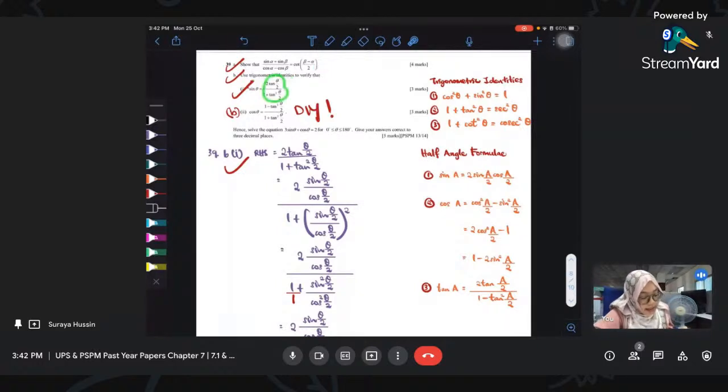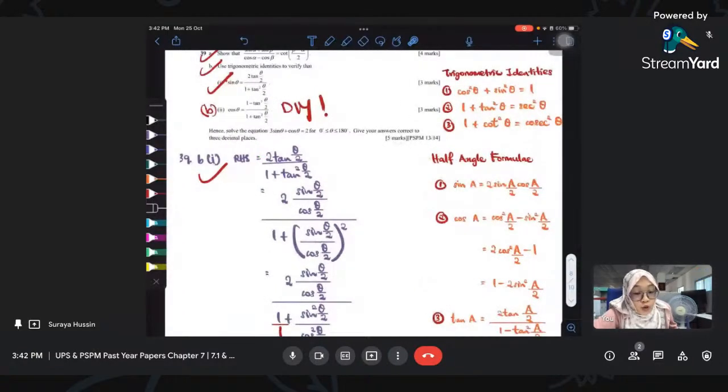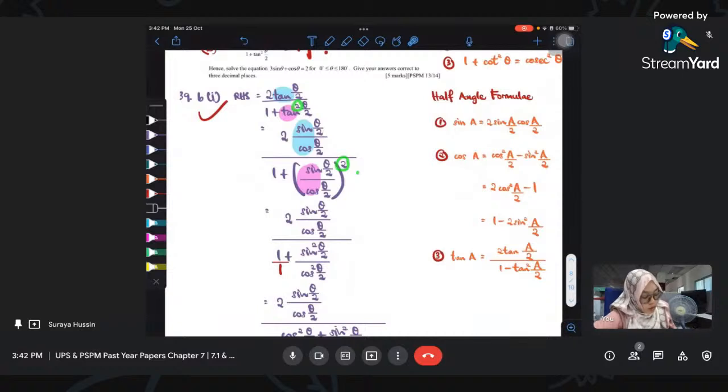See, kali ni saya dah mula menggunakan right hand side. I start with right hand side because this is much easier to solve. I can change the tangent. I can change the tangent into becoming sine over cos. I change the tangent into sine over cos. Okay, it is just that I must be extra careful with the square. Put square outside, then I put it inside back. Masukkan balik ke dalam.